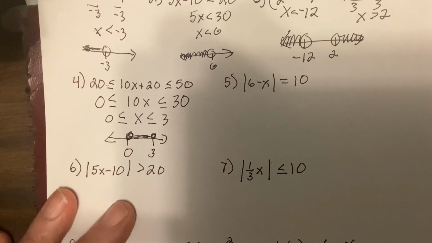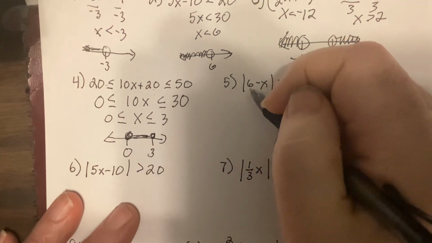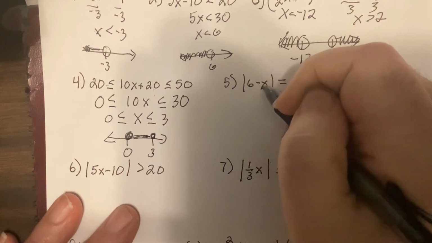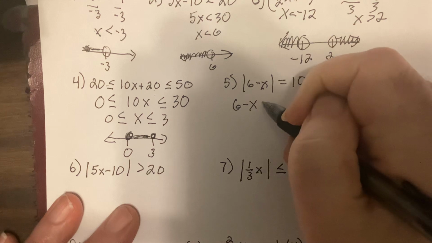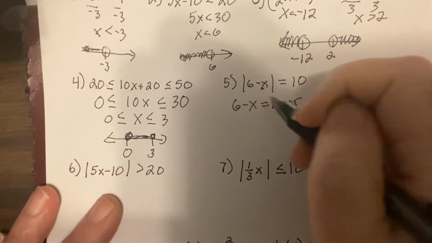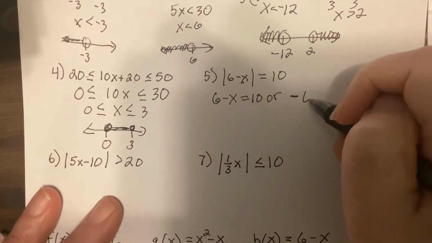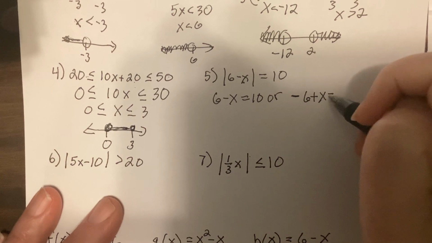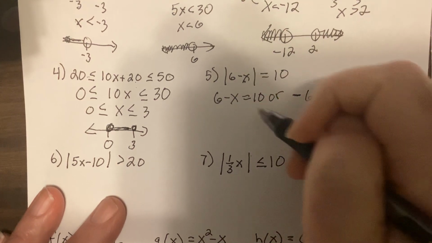Now, this is where everyone forgets that whenever you have a variable inside the absolute value, break it up into 2 parts. So you just drop the absolute value, then you take the opposite of the inside. Now, this is just equal, so our answer is going to be 2 dots.